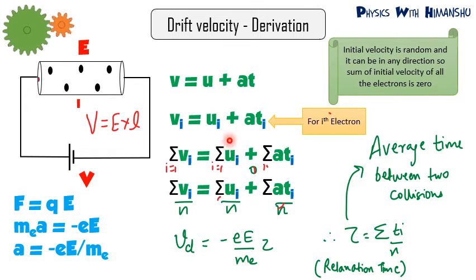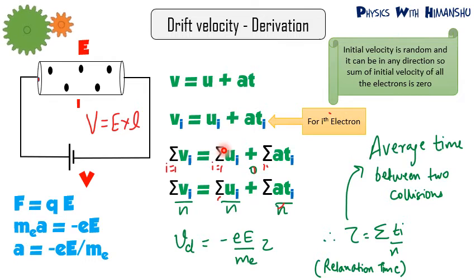Now again, why have we taken the summation of ui to be equal to 0? Because as soon as an electron collides with an atom, it can go in any random direction, and the sum of all the random velocities is taken to be 0. The reason for this is that when electrons are moving randomly, current is zero.